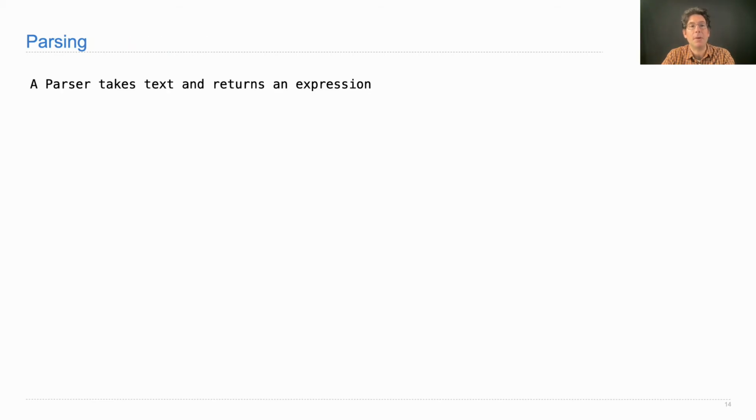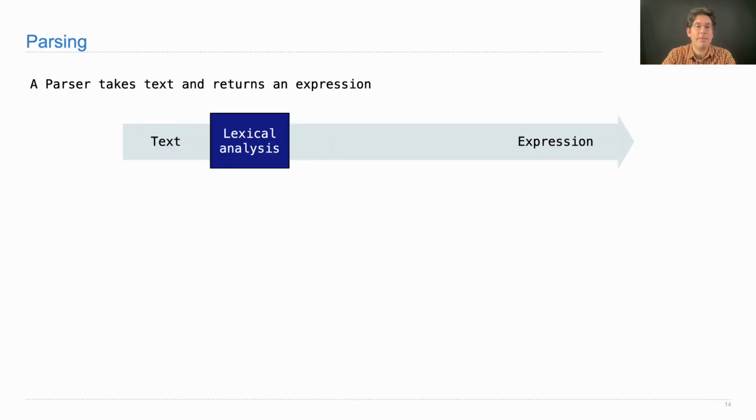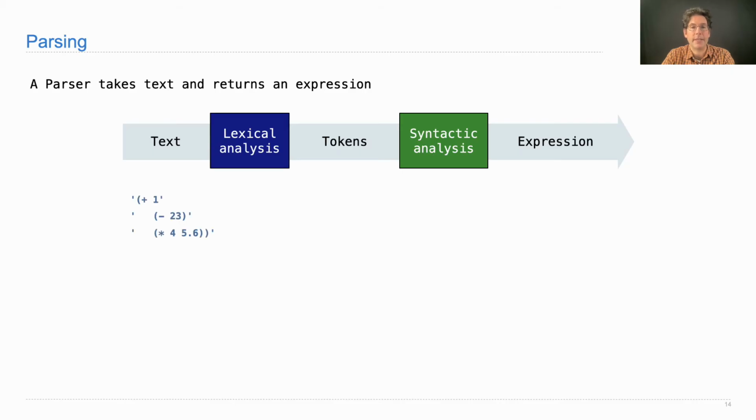Parsing actually has two parts. It takes text, it returns expressions, but it does so by first performing lexical analysis in order to get a sequence of tokens, and then syntactic analysis in order to get an expression. The original text, for example, can be 3 different strings on 3 different lines. But the job of lexical analysis is to convert each line into what are called tokens, which are individual strings and numbers representing atomic units within the programming language.